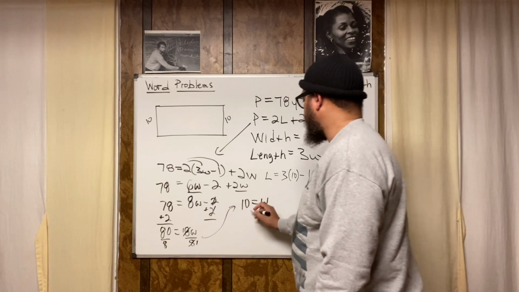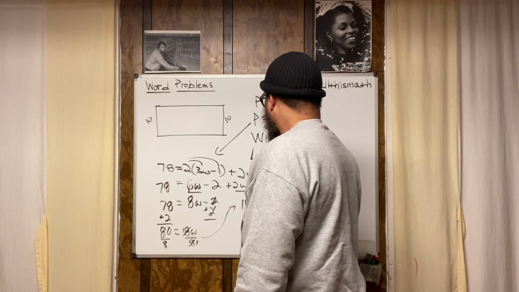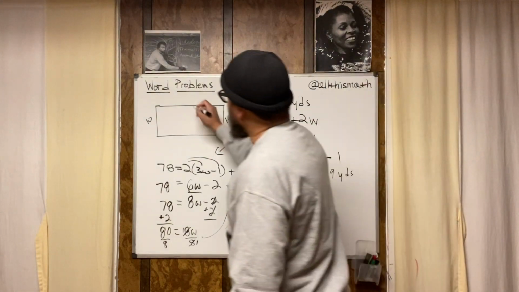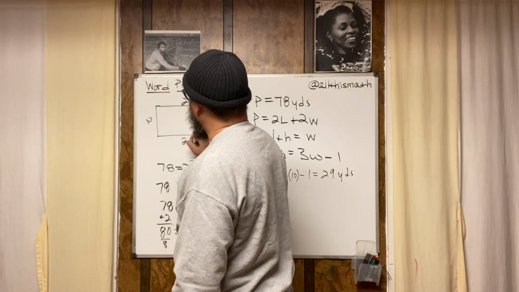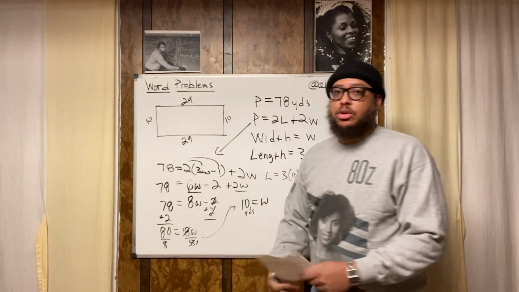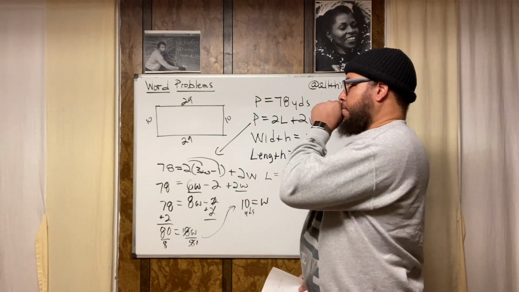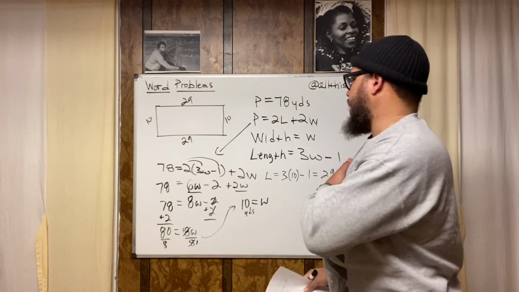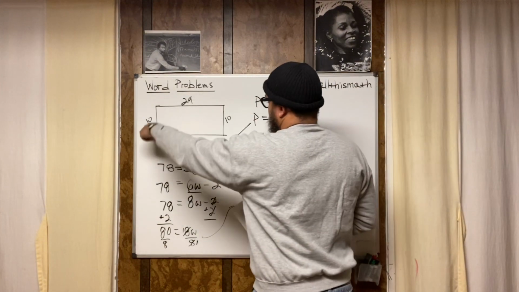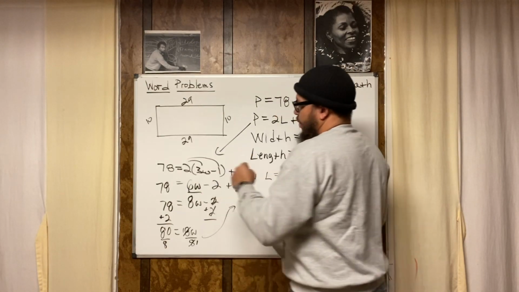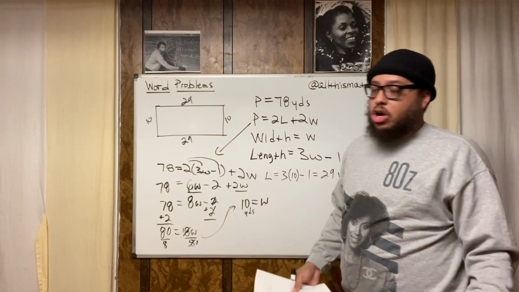So this is 10 yards. The width is 10 yards, the length is 29 yards. So this is 29 and this is 29. Now that's what I think it is, but we don't know it's right until we check it. We're not done until we check our work. So if we knew from the beginning that the perimeter was 78 yards, all 4 of these sides should add up to 78. If they don't, we did something wrong. We got to check our work.